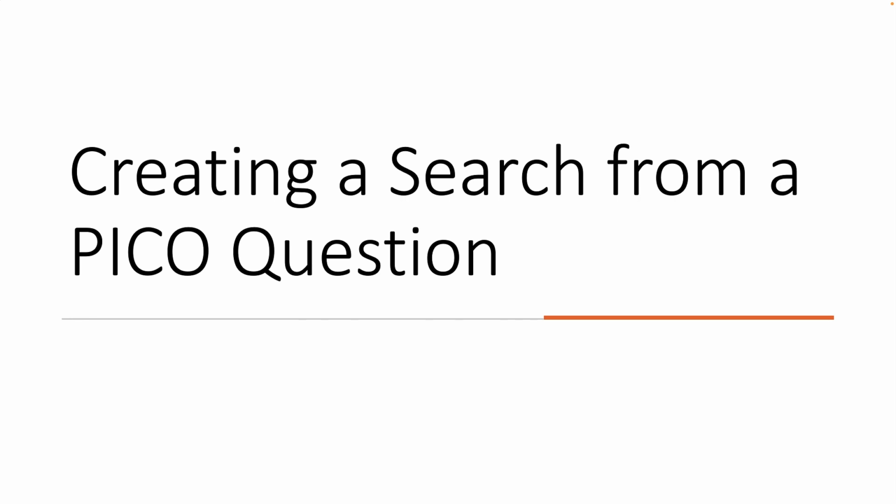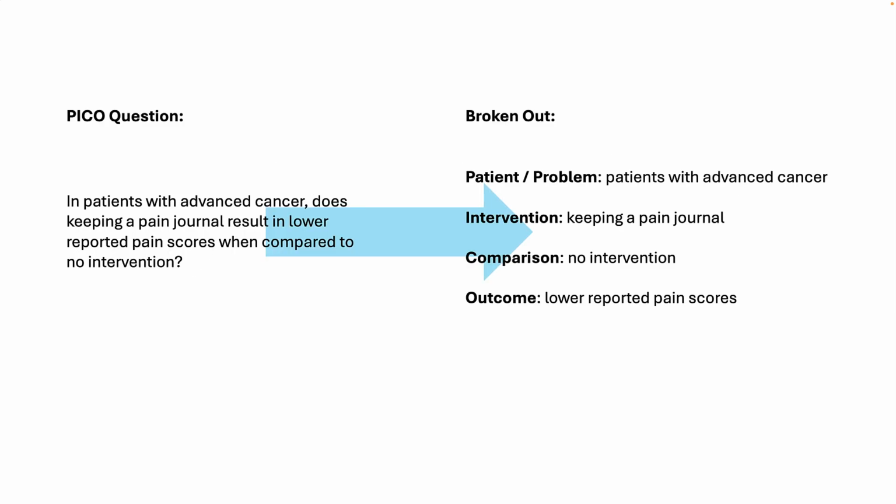Let's talk about how you create a search from a PICO question that you already have. So here I have an example. I have the PICO question on the left, and I've broken it out into its subsequent parts on the right. So our question is, in patients with advanced cancer, does keeping a pain journal result in lower reported pain scores when compared to no intervention?